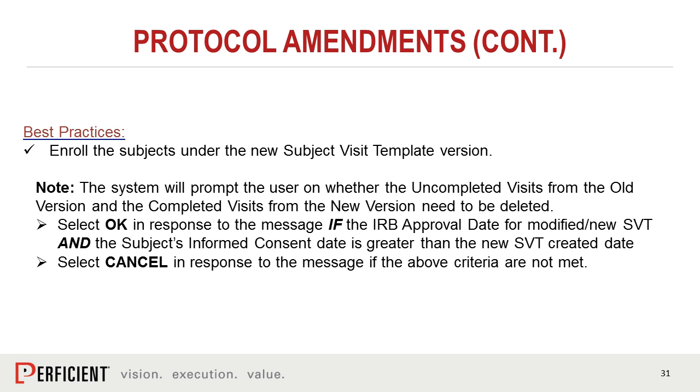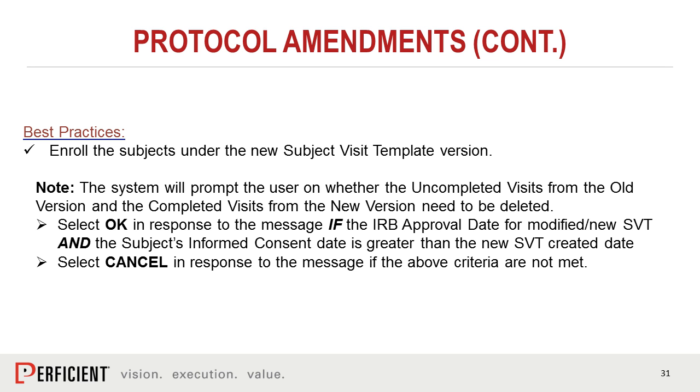So once the new version of the subject visit schedule is applied, the subject must then be enrolled under the new version. To do this, the user will navigate to the subject screen and drill down to the screen number, the subject number of the enrolled subject whose schedule needs to be updated for the revised subject visit template. This is where you're going to click the schedule button again to apply those new visits. And the system is going to prompt the user on whether uncompleted visits from the old version and the corresponding completed visits from the new version need to be deleted.